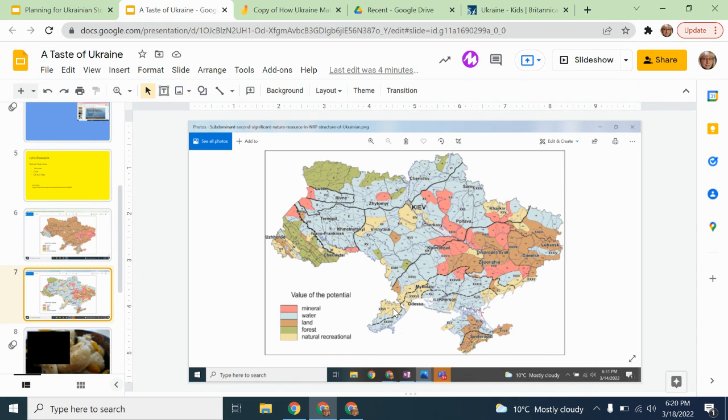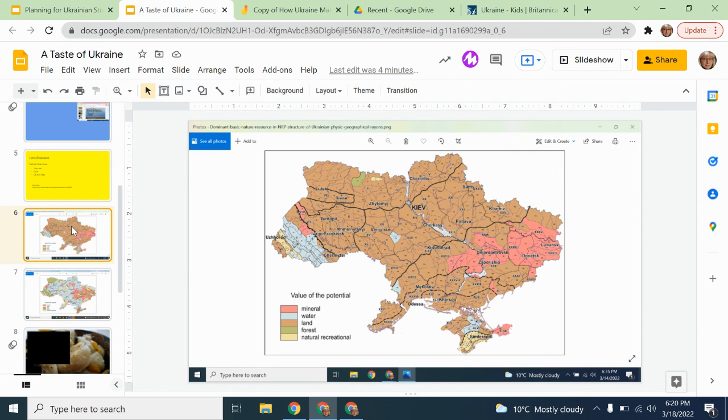And people probably travel from other countries to go here. So that's an important natural resource. And more forests are included. Wow, so interesting. Okay, let's move forward.